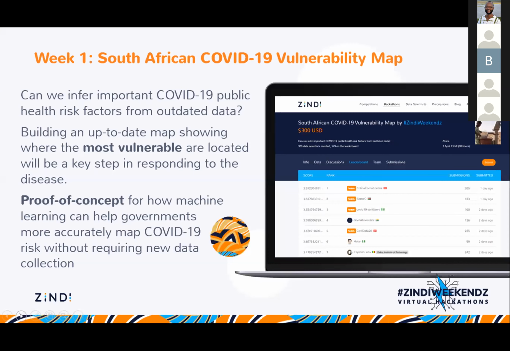So just a bit more information on the challenge that we just ran. This was a hackathon that we called the South African COVID-19 Vulnerability Map. And the challenge was to see whether you can infer valuable COVID-19 public health risk factors from outdated data. In this case, that was 2010 census data from South Africa. And we hope that this would be a first step in building a map of the most vulnerable without the need for risky, expensive and time-consuming surveys on the ground.